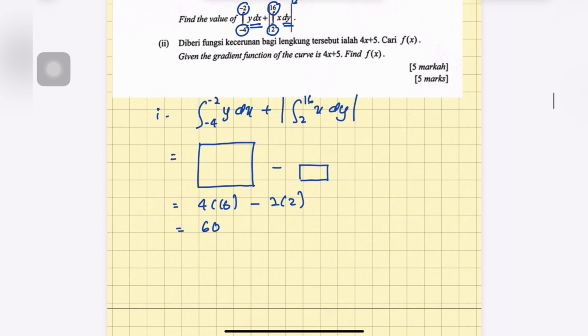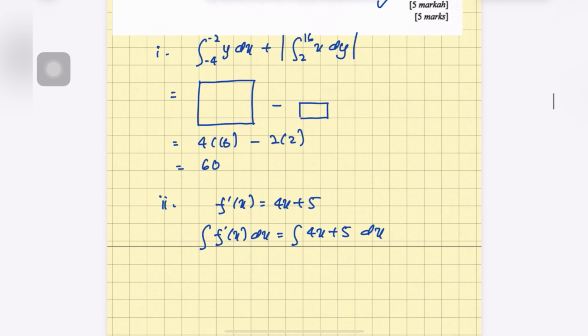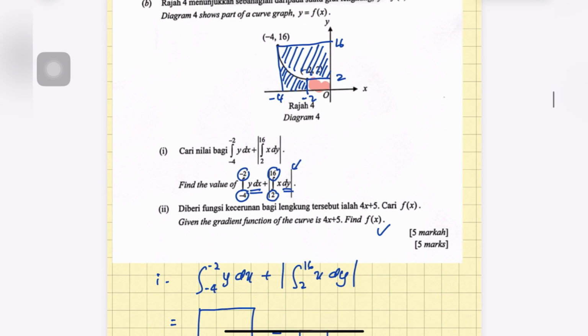Okay. Roman 2. Okay, given the gradient function of the curve is 4x plus 5. Okay, find f(x). So the function f prime x equals to 4x plus 5. Gradient function is dy/dx, but here since it wants f(x), so the gradient function is f prime x. Okay, so then to find f(x) from f prime x, we have to integrate both sides with respect to x. Okay, so this one f(x) equals to 4x squared over 2 plus 5x plus c. Okay, for function f(x), we look here, f(x) this one. Okay, so it has points (-2, 2) and (-4, 16). So you all can choose any one.